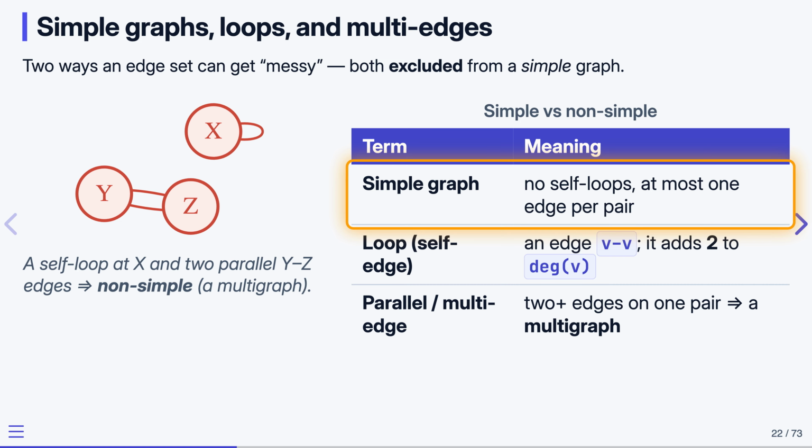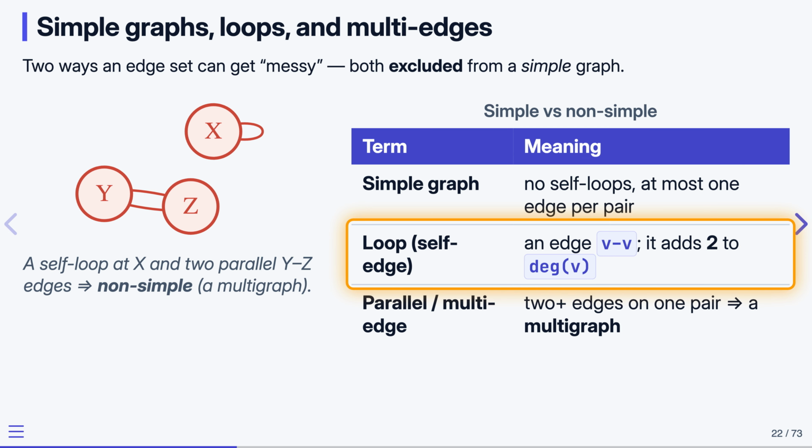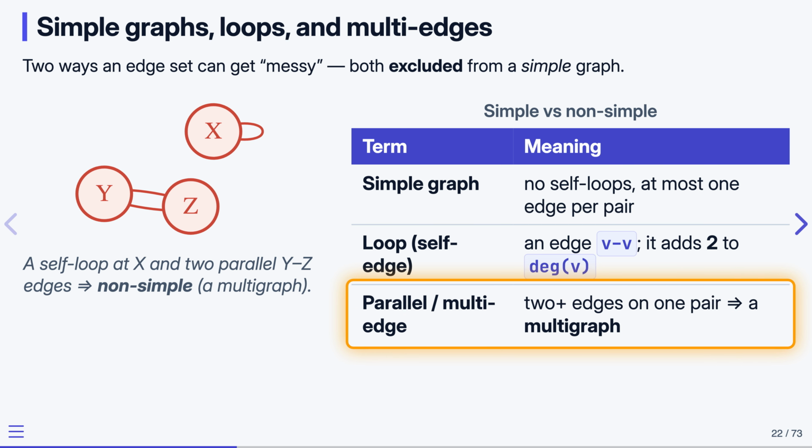A simple graph has no self-loops, and at most one edge per pair of vertices. A loop, or self-edge, is an edge from a vertex to itself. It adds 2 to the degree of that vertex. A parallel edge, or multi-edge, is 2 or more edges on the same pair. Any of those makes the graph a multigraph.